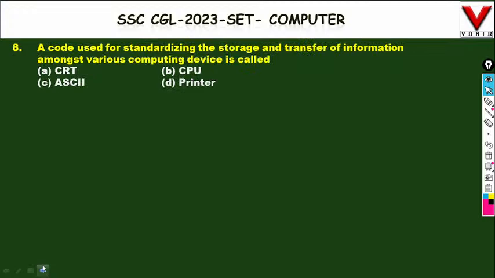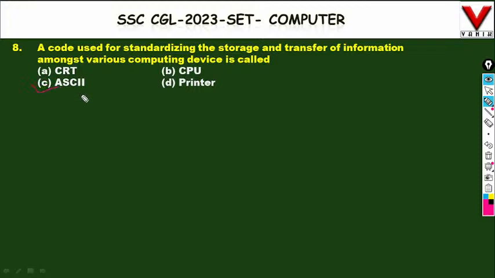Next question: a code used for standardizing the storage and transfer of information among various computing devices is called dash. First one is CRT. CRT is a cathode ray tube, a type of monitor. CPU is the central processing unit. A printer is an output device. Answer is ASCII. ASCII means American Standard Code for Information Interchange.